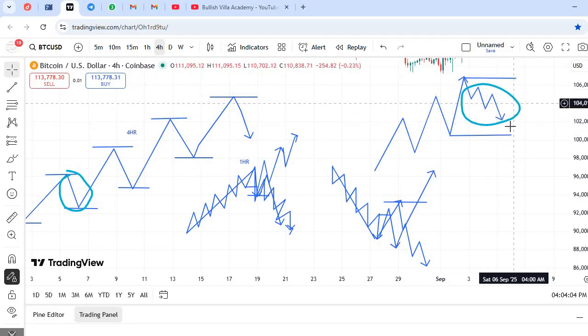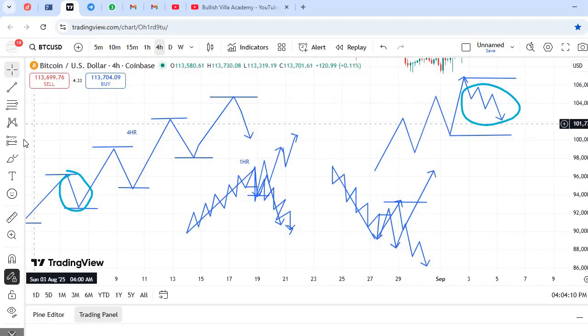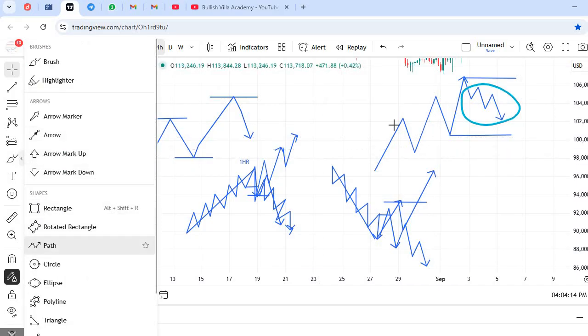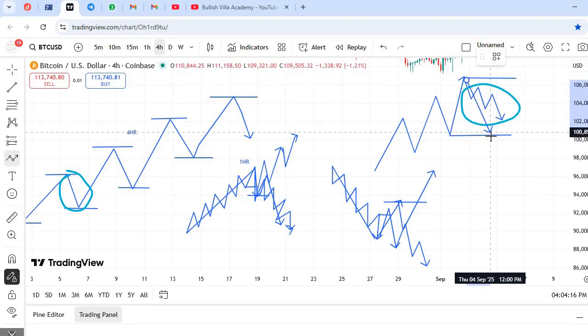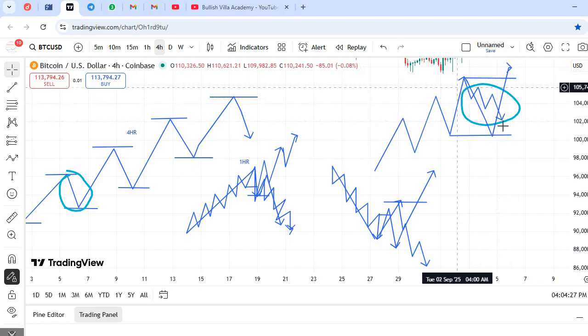They are just noise, because most times most traders will fall for this and they'll start selling. And once price gets to this level, it will start going up again, and then you take them out. So please don't fall for this.